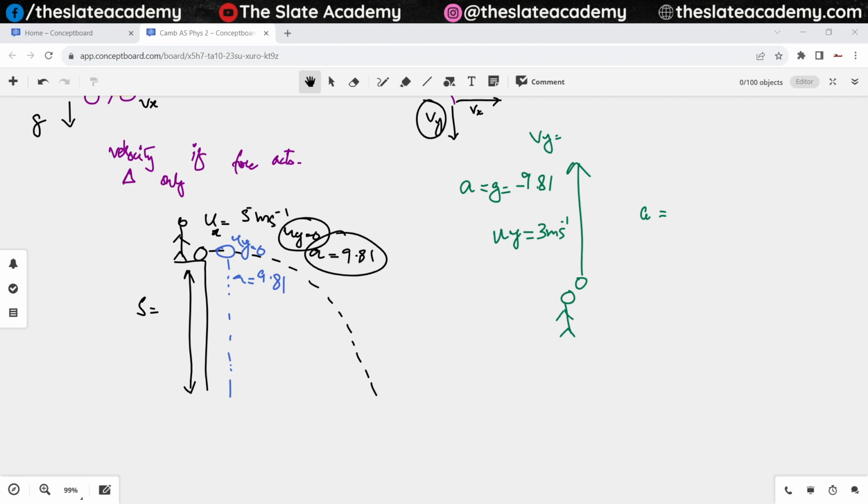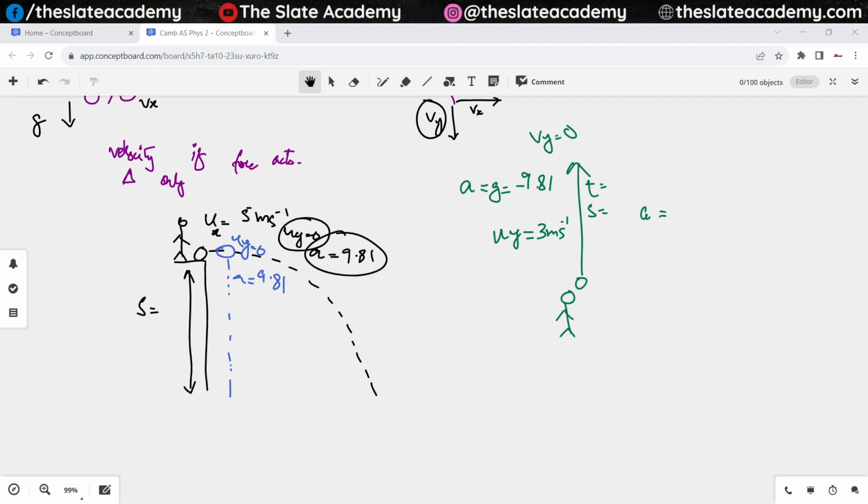At maximum height, Vy will become 0. Using these values, we can calculate the value of t, or the value of s, that is, the maximum height that this ball would reach, or the time it would take to reach the maximum height. Both the time to reach the maximum height and the total height gained by the ball can be calculated.